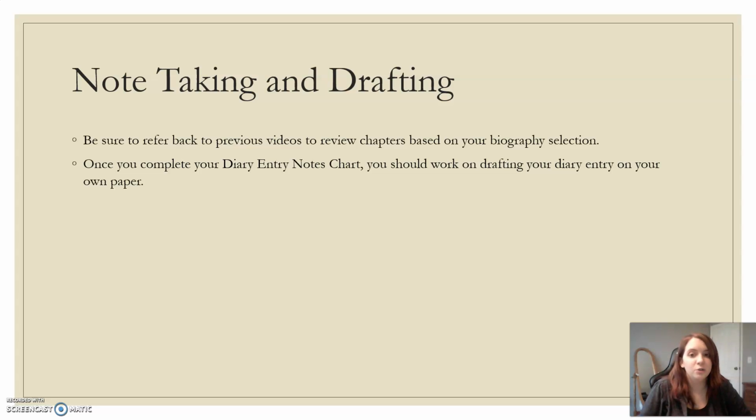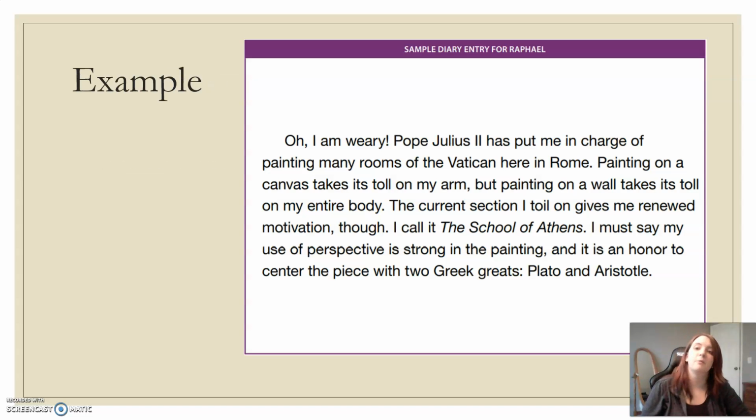Now, once you are done with your diary entry note chart, you're going to draft your diary entry on your own separate piece of paper. And this is my example for Raphael. This would be an example of a diary entry we would be looking for. Now, this is a very short version of it. We want something a little bit longer.